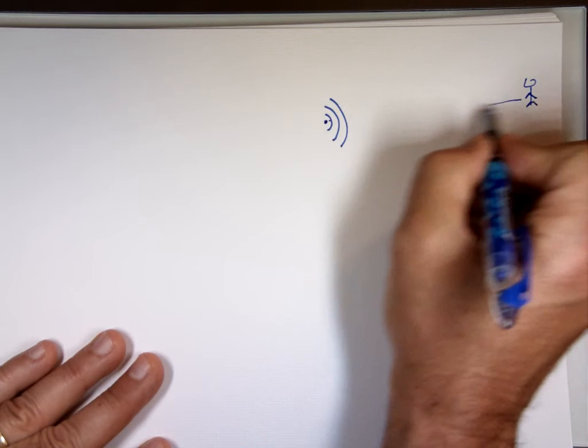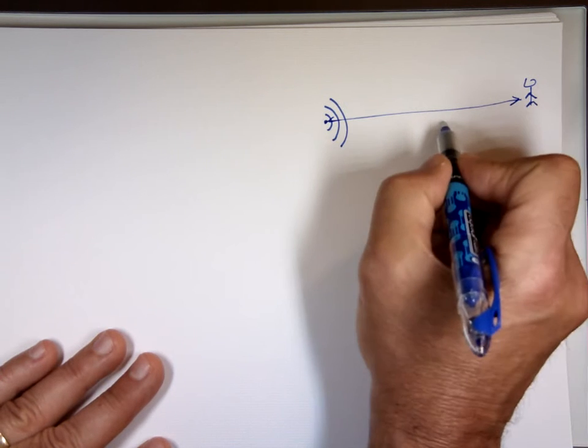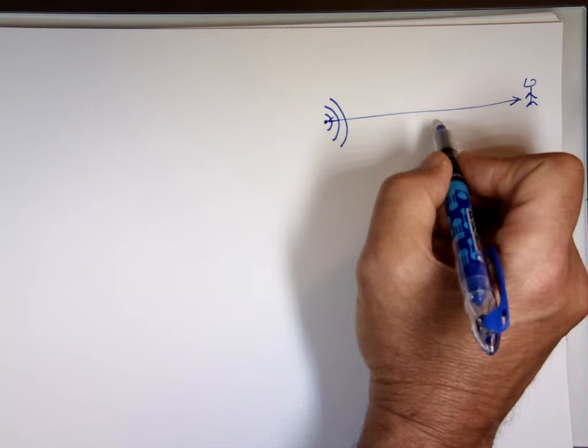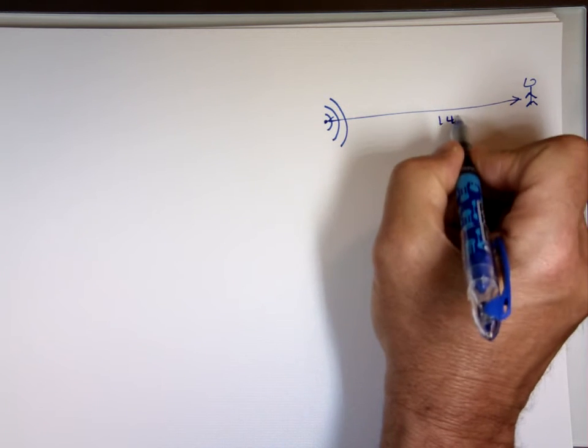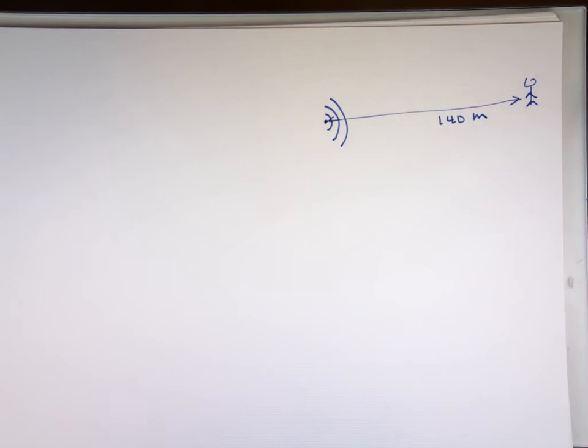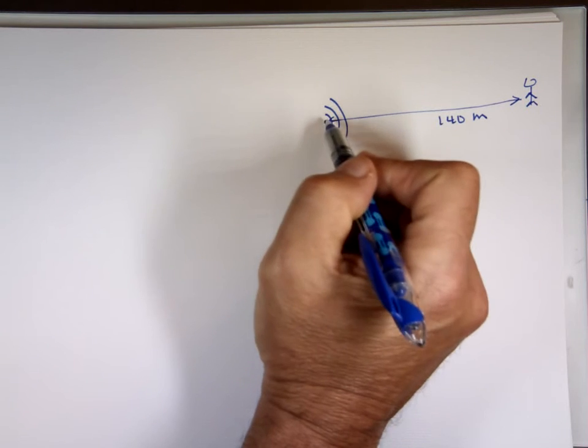Your distance from where Big Papi is standing is 140 meters away, approximately 470 feet away. Papi hits the ball. Now you hear the sound, the bat hitting the ball.